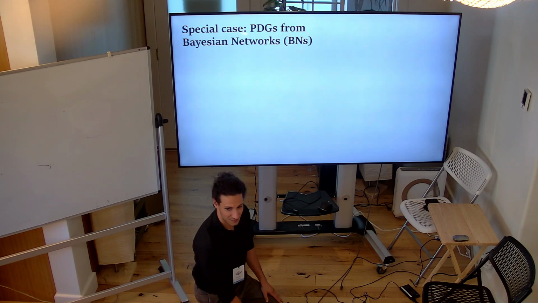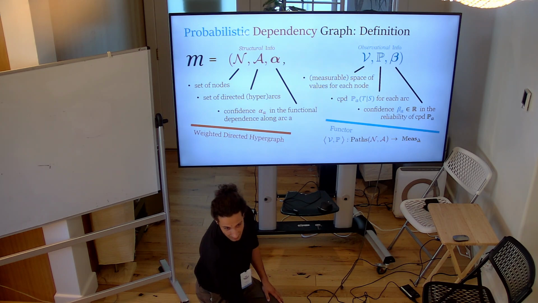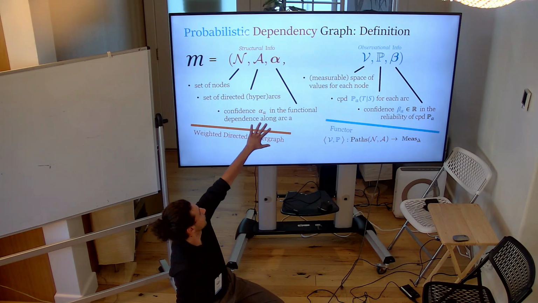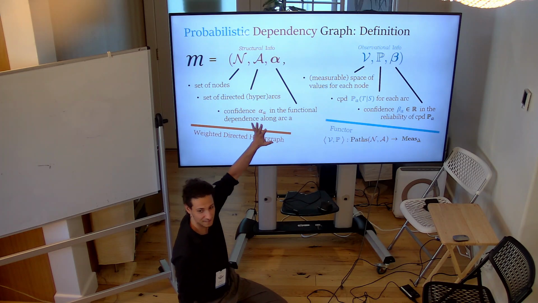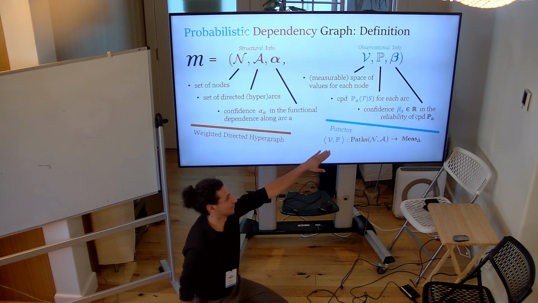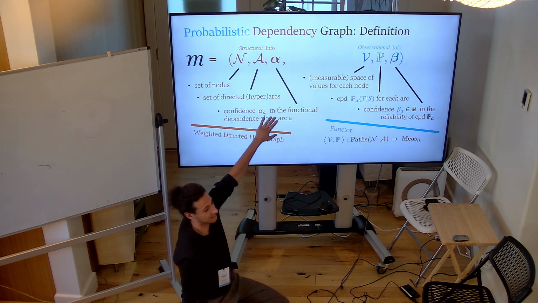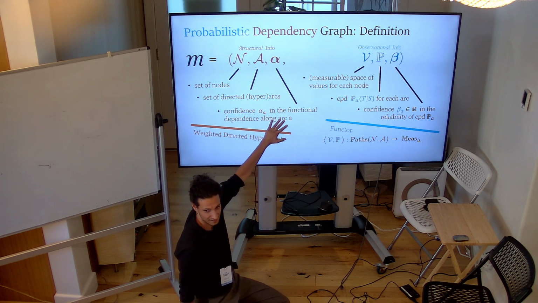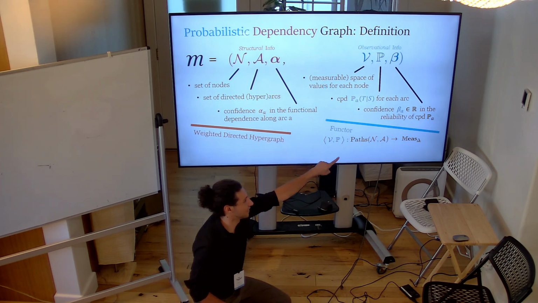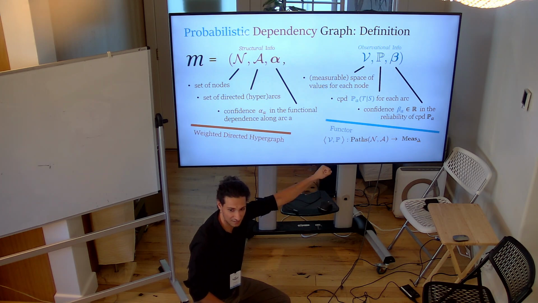Okay, so sorry, what's the relation between alpha and beta? Well, alpha is a structural piece of information. It exists only at the level of the graph. It's like a weight on the edge itself. It's like confidence in this functional dependence, up to noise: this is the causal mechanism that's appropriate. Beta is your confidence in the reliability of this conditional probability distribution, quantitative information. Okay.